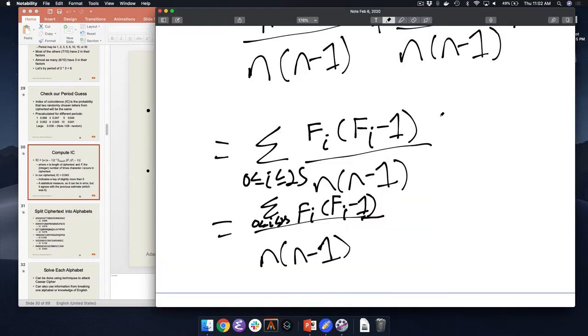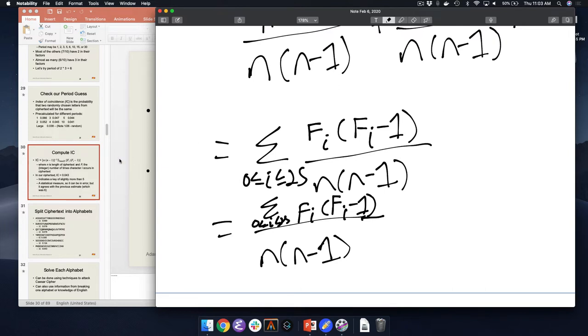And does shifting matter? Does shifting affect this? Right, so if I have A's in my plaintext and I shift those all to Z's, does this measure care about that? No, because it's summing up over all the letters. It doesn't care which letter is which. Which makes it perfect for using on our ciphertext.